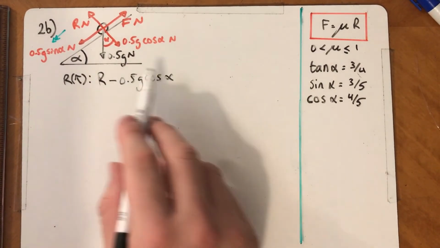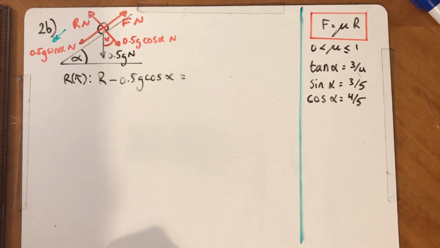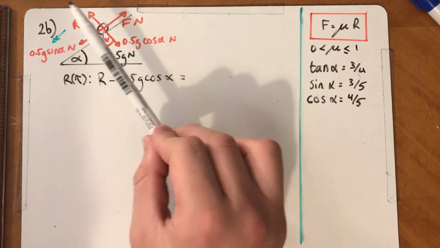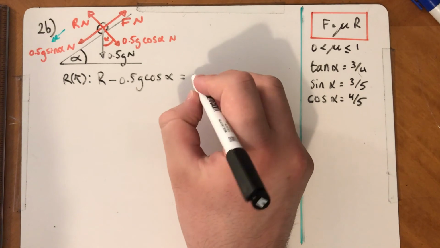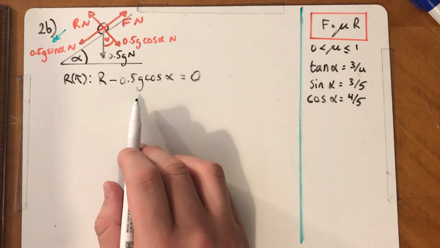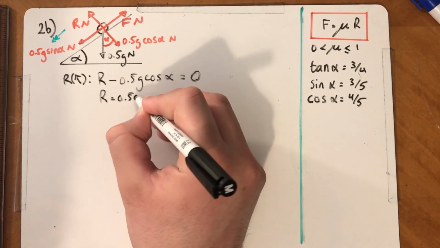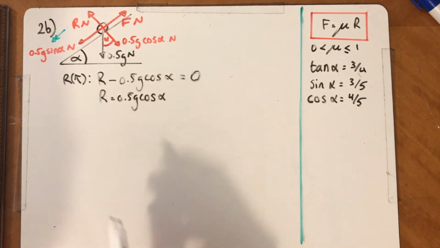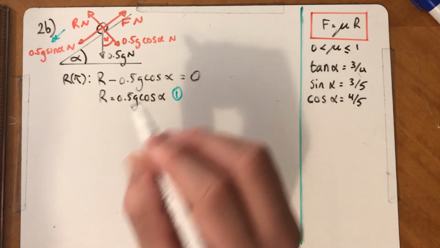Okay, we're applying Newton's second law of motion, so we equate this to mass times acceleration. We know the acceleration is 0. It is not accelerating in this plane, it is accelerating in this plane. Okay, so we equate this to 0. Okay, so now if I add 0.5 g cos alpha on both sides, I'm trying to rearrange for R, we get R is equal to 0.5 g cos alpha. Okay, what I'm going to do is I'm going to label this equation 1.